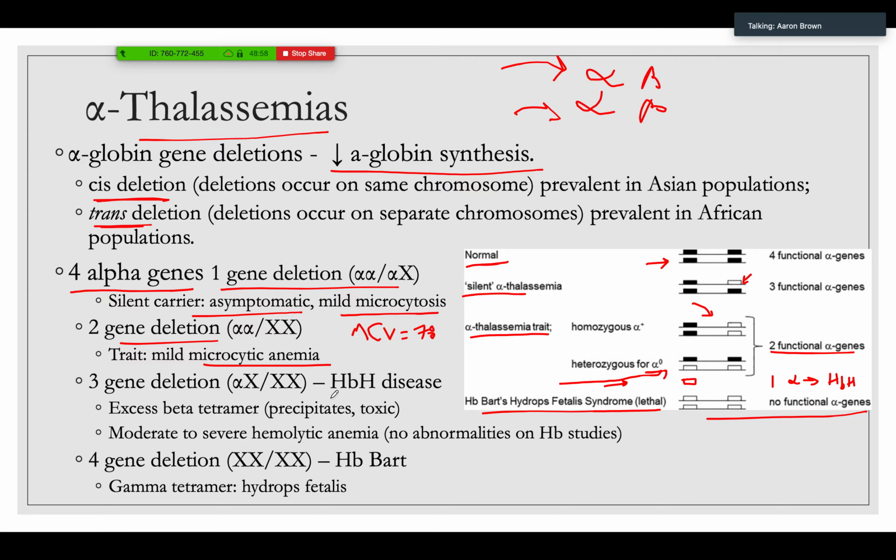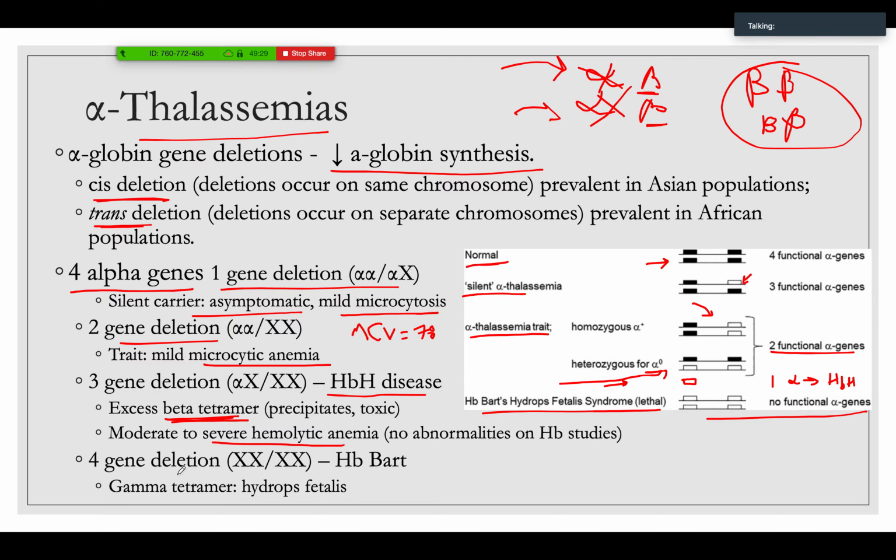3 genes is going to lead to HbH disease. Here we have excess beta. So all of these extra betas are getting synthesized, but we don't have any alphas. And so what ends up happening is all of the betas form a giant 4-way tetramer, is what it's called, a beta tetramer, which actually precipitates. It forms a little stone inside of our red blood cell, and it's toxic to the red blood cell. Okay, and so this presents with severe hemolytic anemia.